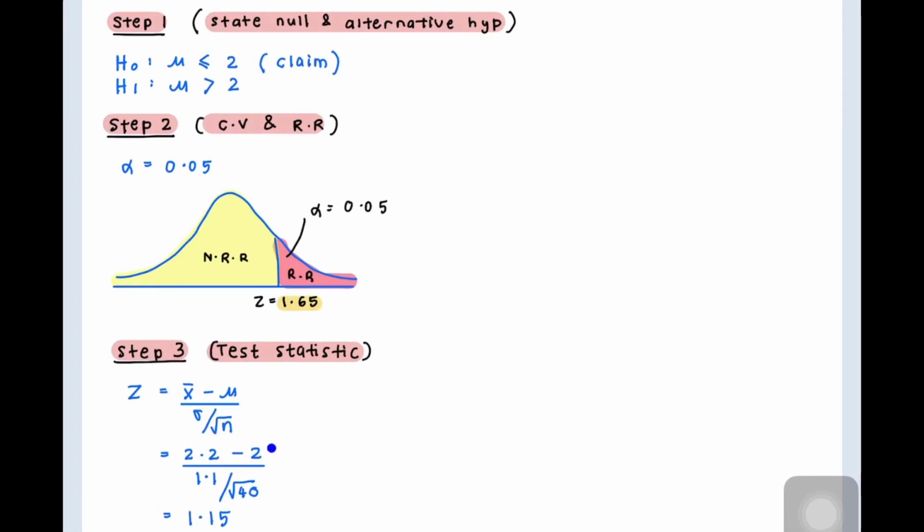Then move to step number 3, which is the test statistic value. The formula just now is Z equals X bar minus mu over sigma divided by square root of N. X bar is the average from the sample, which is 2.2. Mu is the average from the population, which is 2. Divided by sigma, which is 1.1, and N is 40. So if you calculate the Z value, you have 1.15.